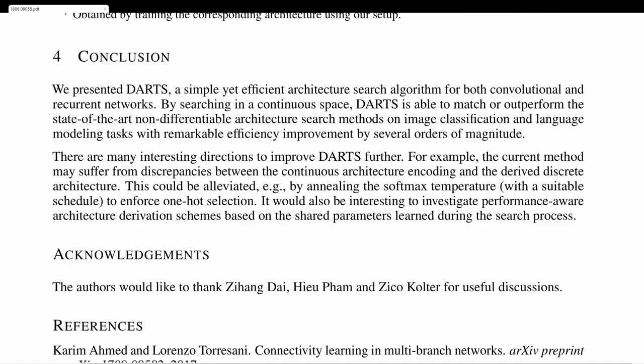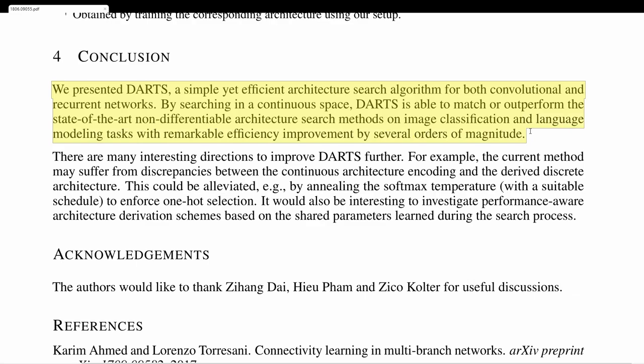For conclusion, we presented DARTS, a simple yet efficient architecture search algorithm for both convolutional and recurrent networks. By searching in continuous space, DARTS is able to match or outperform the state-of-the-art non-differentiable architecture search methods on image classification and language modeling tasks with remarkable efficiency improvements by several orders of magnitude.